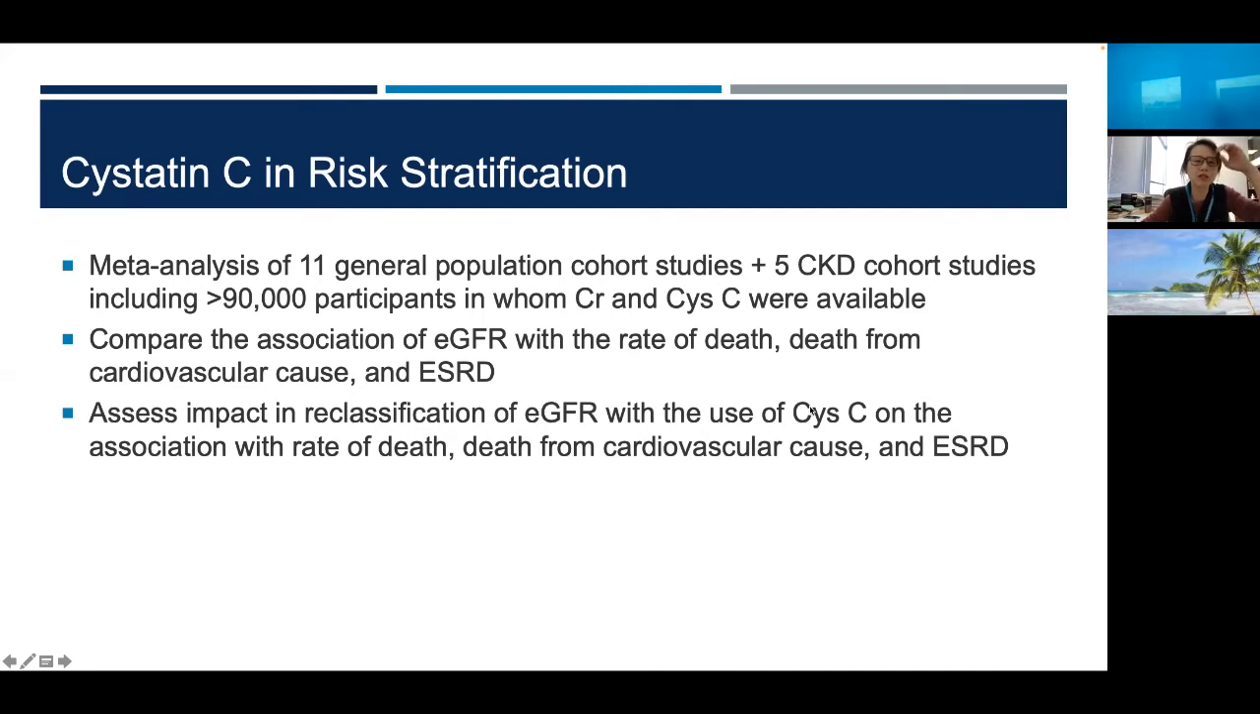Then they compared the association of eGFR with the rate of death from cardiovascular cause, and also progression to ESRD, and then assessed the impact of reclassification of eGFR when using cystatin. So basically, they use cystatin and then certain patients are reclassified to a different eGFR group, and then they look at whether the reclassification of eGFR based on cystatin has any impact in predicting the rate of death from all causes, from cardiovascular causes, and progression to ESRD.